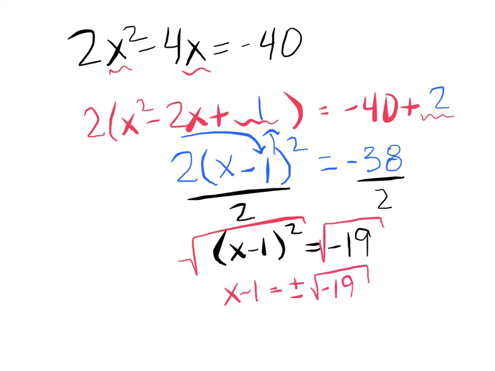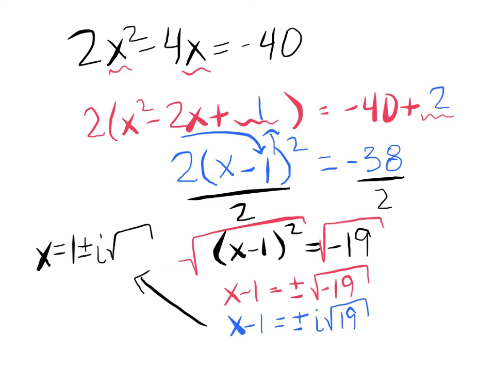Square root of a negative number, this is something we talked about earlier. Square root of a negative number means that I have an i. This is an imaginary number. That's okay. So this is really like saying x minus 1 equals plus or minus i times the square root of 19. Add 1 to both sides, and I'm going to put it over here to the left. I get x equals 1 plus or minus i times the square root of 19. I still have two solutions. I have 1 plus i square root of 19 and 1 minus i square root of 19. But both of these are complex solutions to my problem.